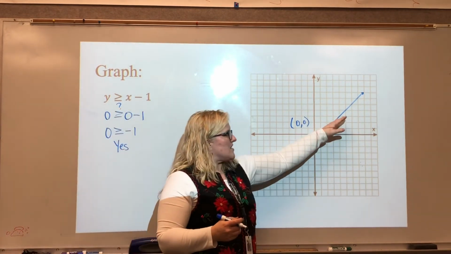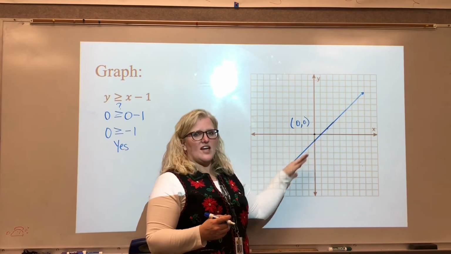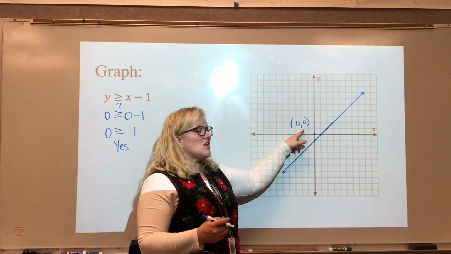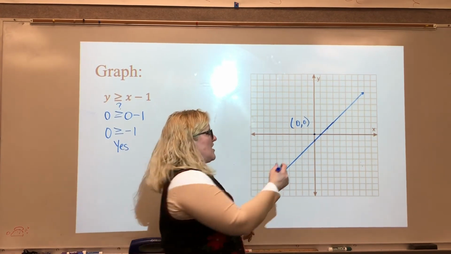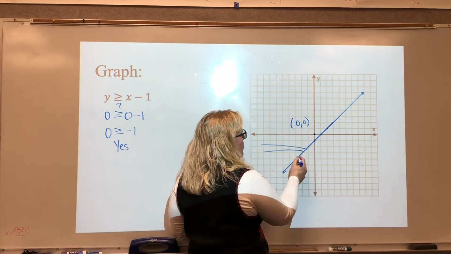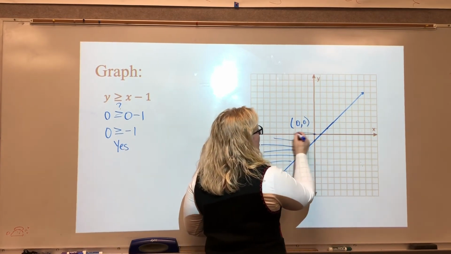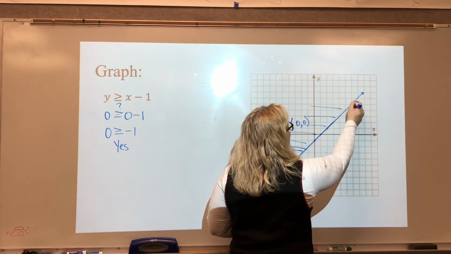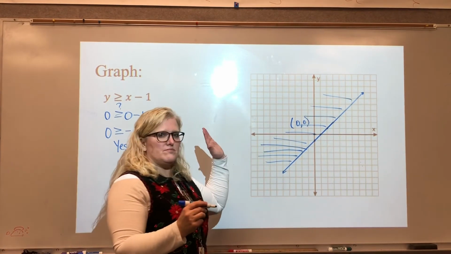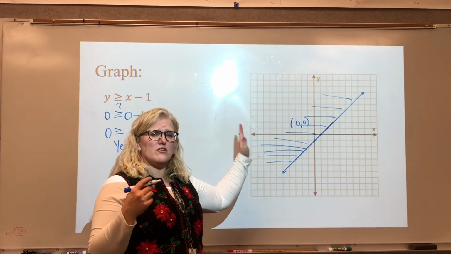Well, this is my dividing line, okay? That's my boundary. And 0, 0 is a solution, so that means that this whole half would be shaded in, because all of those are solutions.